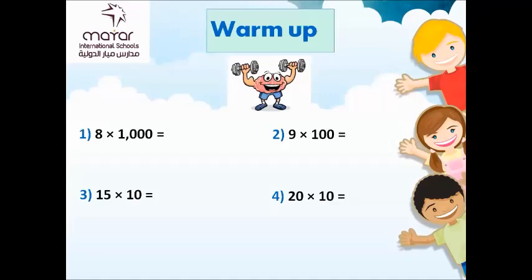Now let's remember, how do we multiply 8 times 1000? We multiply 8 times 1, which is 8. Then we put the 0s, so 8,000. 9 times 1 is 9, and then we put 2 zeros, which is 900. 15 times 10. 15 times 1 is 15. With a 0, it's 150. Now here we multiply 2 times 1, which is 2, with 2 zeros, which is 200.